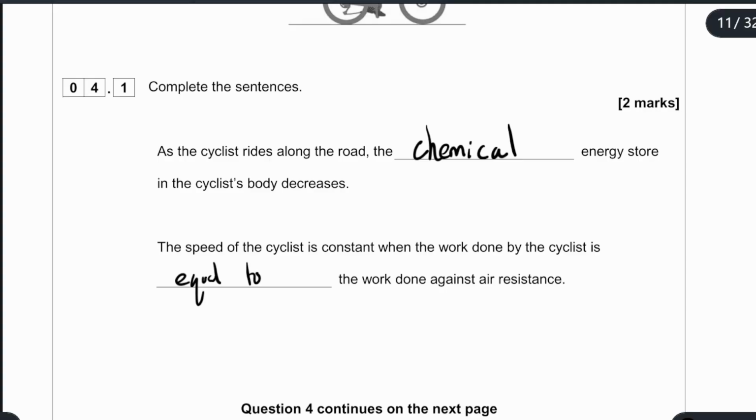Right, so when the energy transferred is equal to the energy needed to overcome air resistance, that means our speed is staying the same.